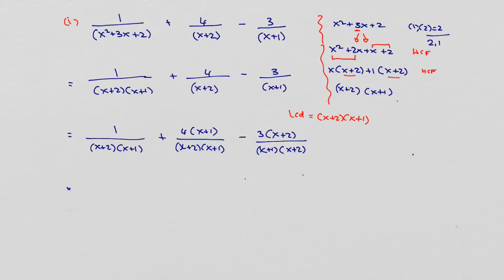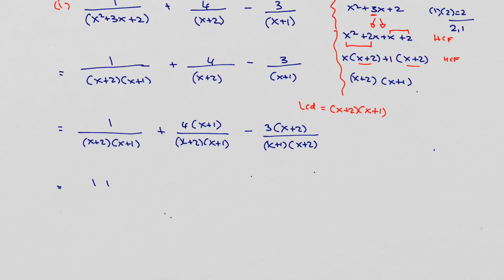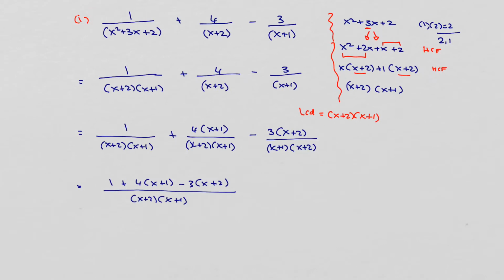So we can now see that if I take the numerators, which is 1 plus 4 by x plus 1 minus 3 times x plus 2, that can be written all over x plus 2 by x plus 1, because all of those denominators are now the same. Once we have a common denominator, we can add the numerators. To simplify and tidy up, on the next line we have 1 plus 4 times x plus 1, which is 4x plus 4, minus 3 times x plus 2, which is minus 3x minus 6, and that's all over x plus 2 by x plus 1.